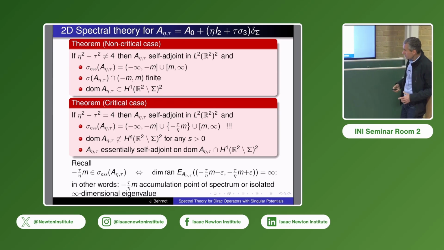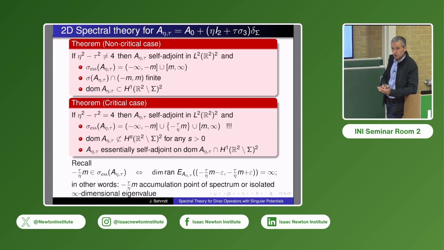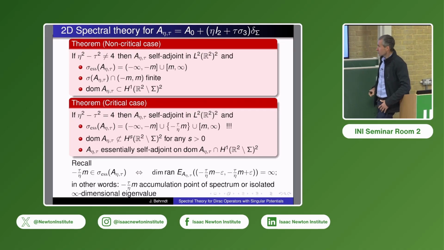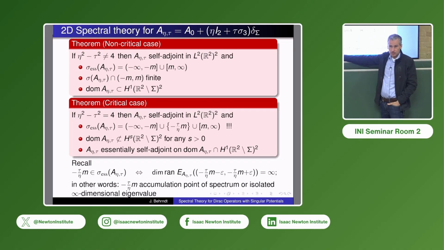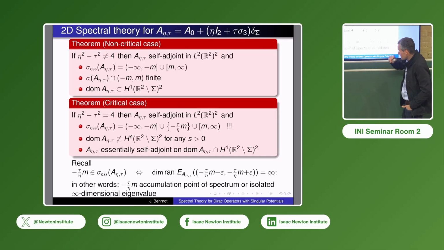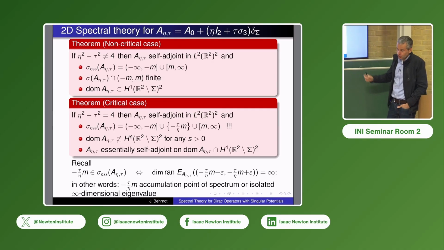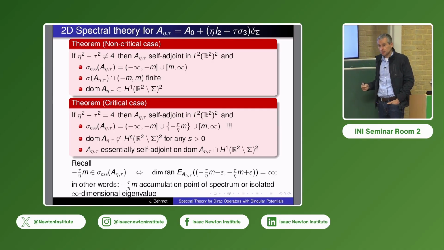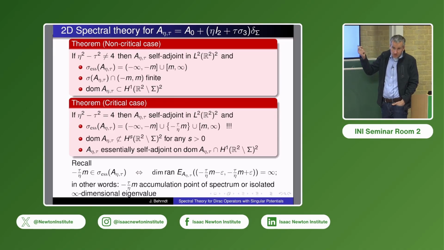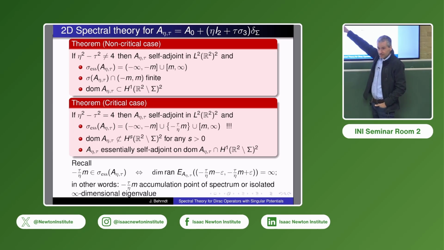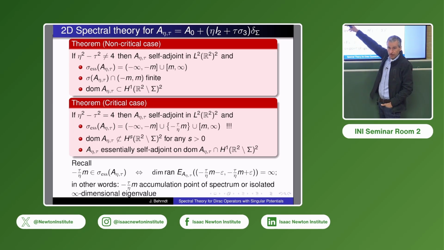So in other words, there are two options. The easy option is you have an infinite dimensional eigenvalue. This may happen. The other option is this point is an accumulation point of spectrum. It could lie, of course, inside the continuous spectrum, but it could also be an accumulation point of discrete eigenvalues, without itself being an eigenvalue. Now you see this point is actually inside the gap, so it is not embedded.